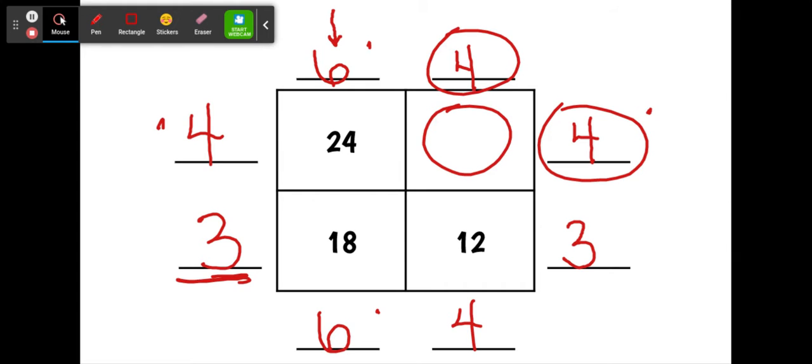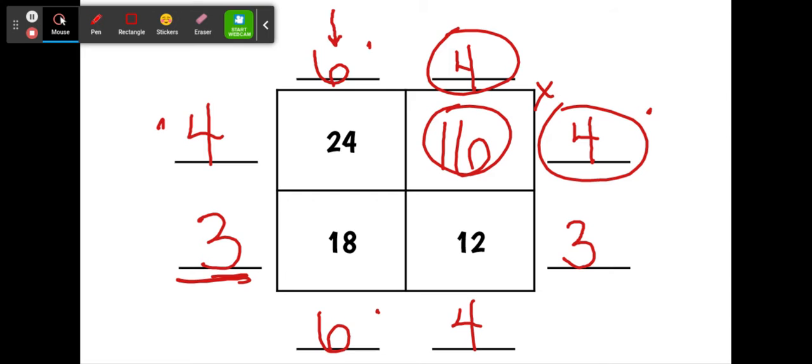That tells me that to find this one empty box, I need to take the 2 factors I've circled and multiply them, just like I did with all of my other ones. So I'm looking at 4 times 4 is 16. So the number that fits in that space is 16. That's the solution to this puzzle.